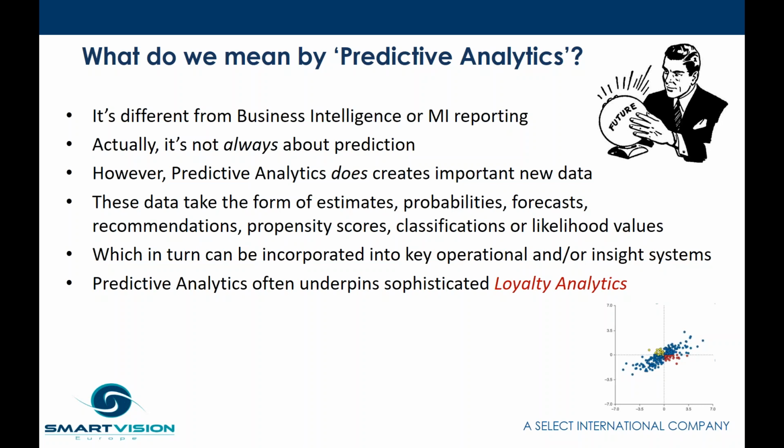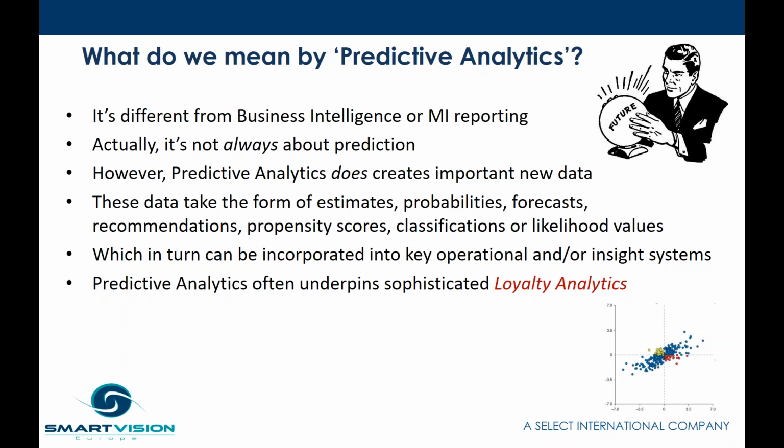But one of the things that very much makes predictive analytics different from BI and MI is that it produces new data that did not exist. And these new data take the form of columns of information, usually in the form of estimates, probabilities, forecasts, recommendations, propensity scores, classifications, or likelihood values. So this is one of the things that makes it very specific and different from MI or BI. Its goal is to produce new data that enables us to make a smarter decision.